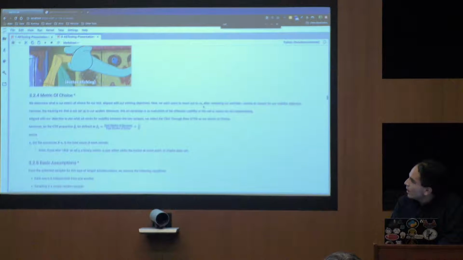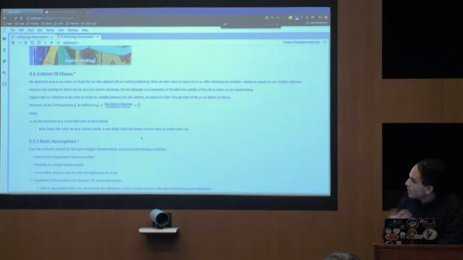Okay, and then there's the discussion of the metric of choice, like I mentioned. What's defined as a click-through rate is the total number of successes, or the total number of clicks, divided by the total number of events, which is the total combination of clicks and no clicks, or total number of impressions, depending on the type of system you're working on.